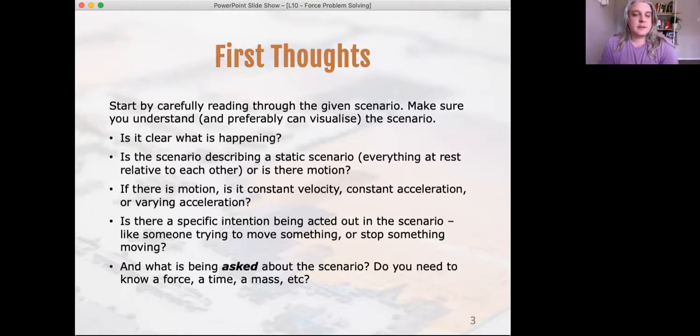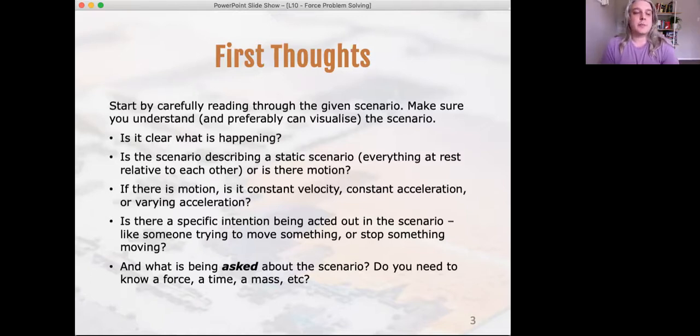Is there a specific intention being acted out in the scenario? Like, is someone trying to move something or stop something from moving? This is sort of related back to that first point of, do you understand what's actually happening? The reason I've put this in as a separate point is specifically for when we're talking about friction. If someone is trying to move something or stop something from moving, that means there are forces attempting to cause motion and there may be friction even if the system is at rest.